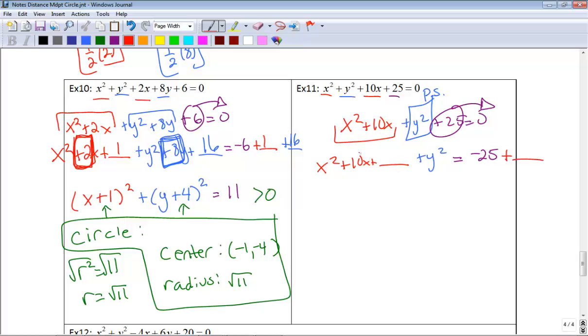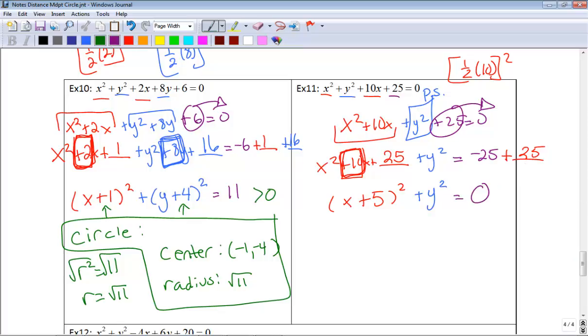Well, what am I adding in that blank? It's going to be half of 10 quantity squared. Well, half of 10 is 5, and 5 squared is 25. So I'm adding 25 to both sides. Factor here on the left, well, this will factor as my variable of x, and then half of 10, well, half of 10 is a positive 5. Y squared was already a perfect square. Add the right-hand side, -25 plus 25 is 0.